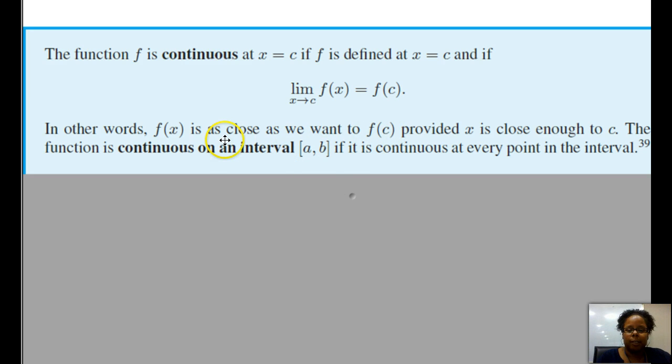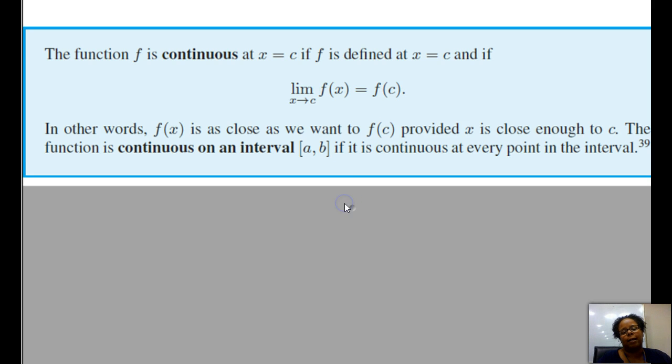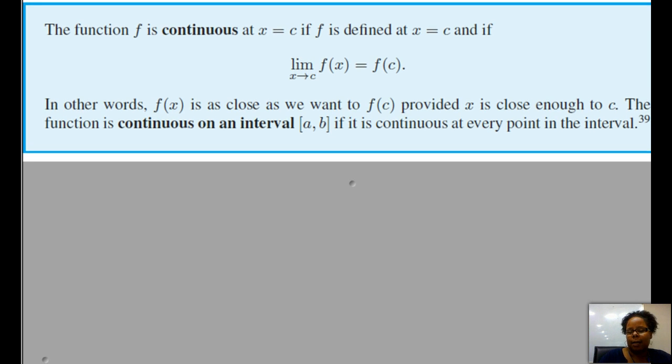Now, the function is continuous on an interval if it is continuous at every point on the interval. So if we can prove that this holds for every point in the interval, then we can say that the function is continuous on the interval. So now we have another way to define continuity on an interval, which talks about limits and continuity at a point.